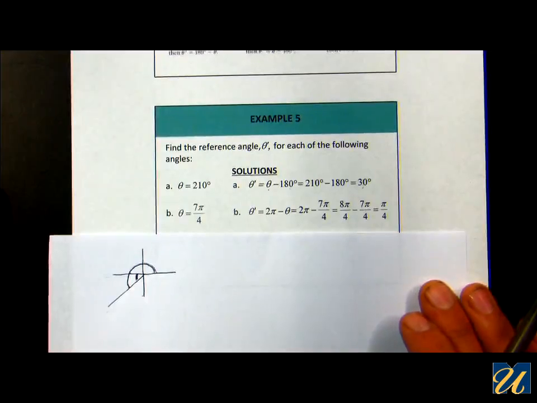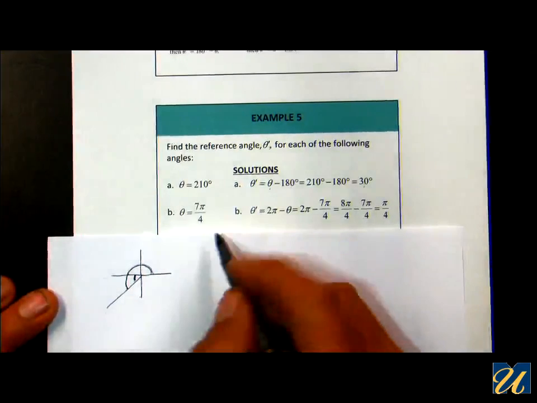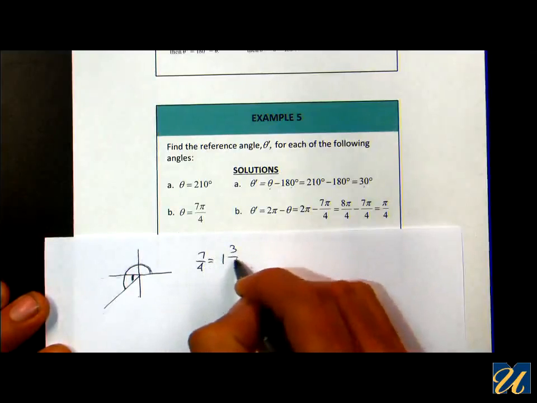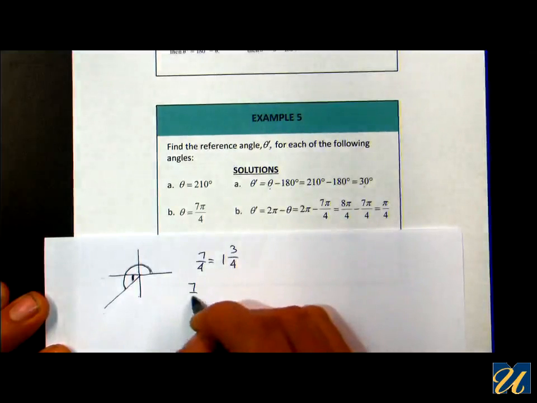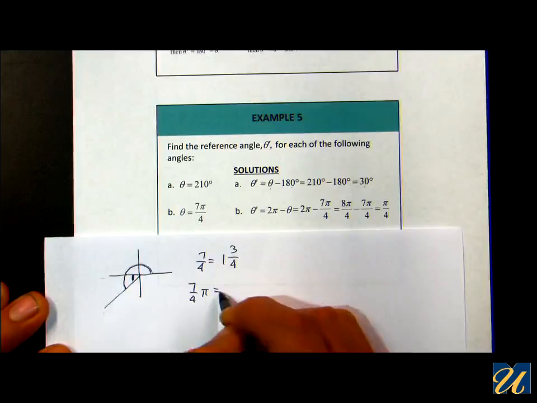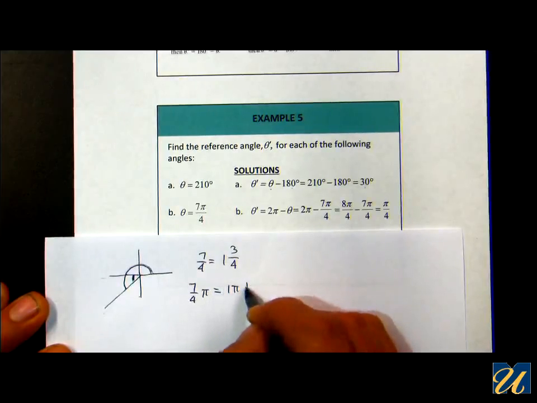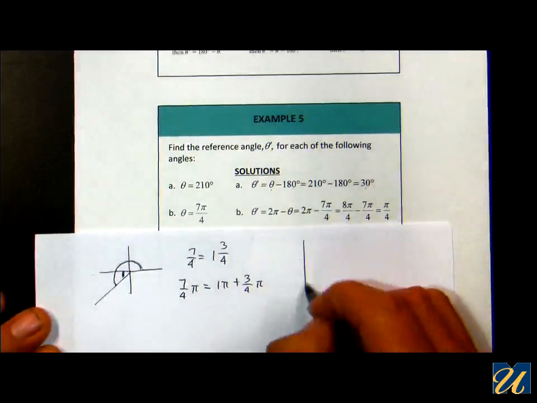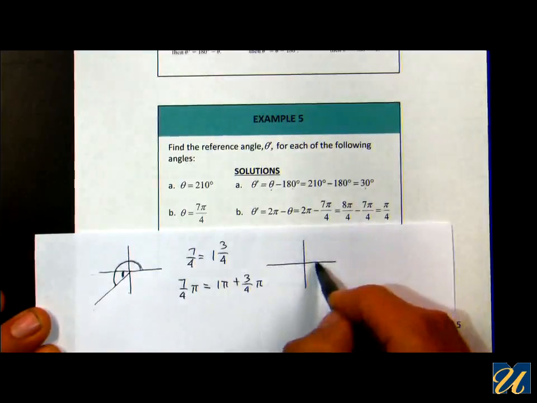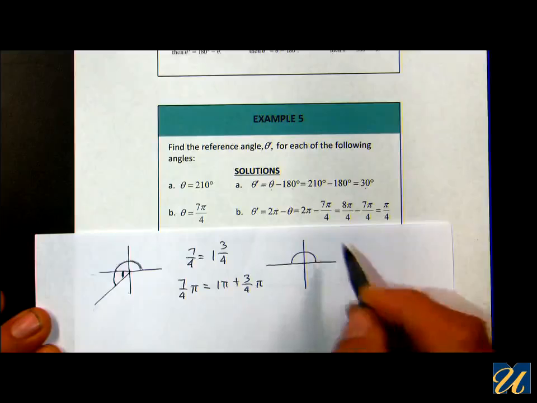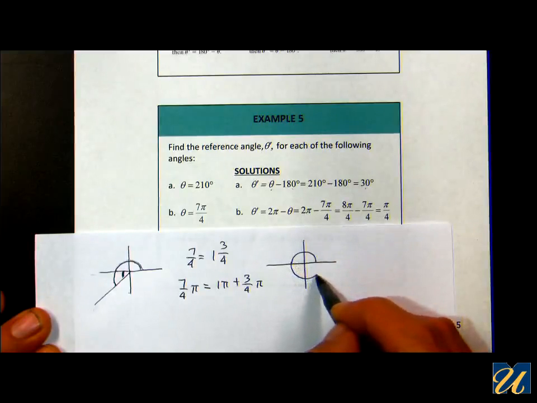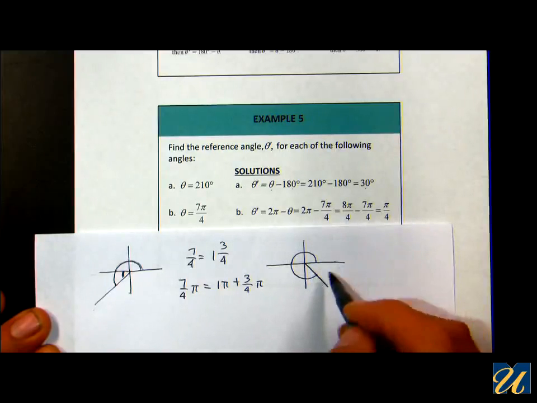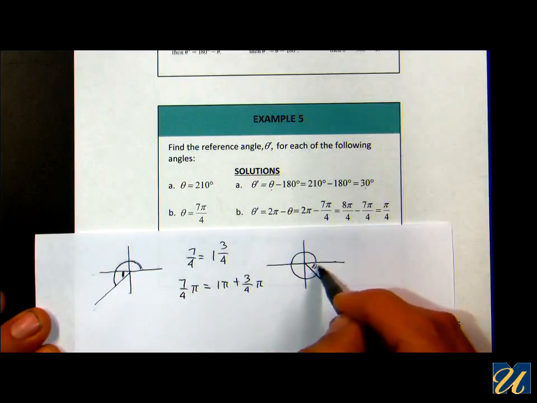Now the given angle, 7 pi over 4. Okay, so we can think of 7/4 as 1 3/4. So 7/4 pi is 1 pi plus 3/4 of pi. So that will put us, here's 1 pi, and 3/4 of that would put us over here. So there's your given angle, theta, right there. And then the reference angle is right in here.